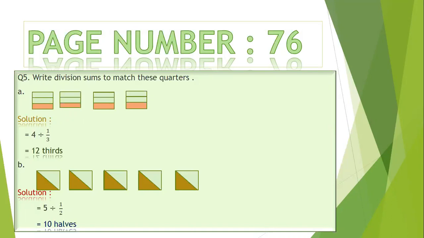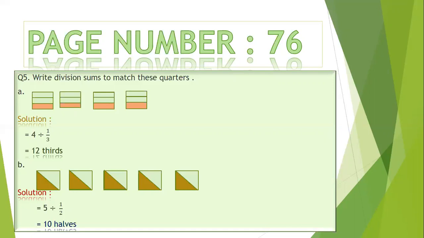4 divided by 1/3 because 4 diagrams are given and each diagram consists of 3 parts and one part is shaded. So according to this, we write 1/3. 4 divided by 1/3, and when we calculate this answer, 12 thirds. 4 threes are 12. Because 3 is in the denominator, according to that number, we write thirds. 12 thirds. Come to the next diagram.